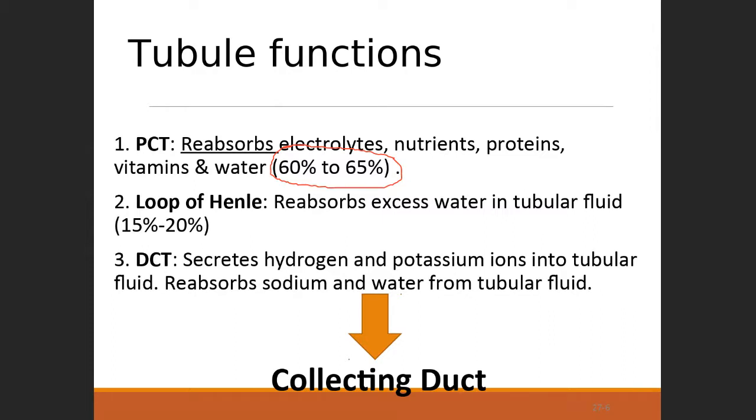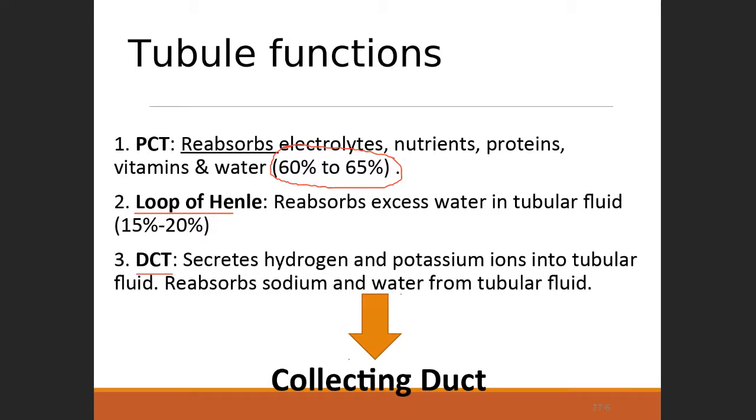Anything that doesn't get reabsorbed makes its way through the loop of Henle. In the loop of Henle, we're going to see a great deal of water and salts get reabsorbed. Anything that doesn't get reabsorbed there passes into our distal convoluted tubule. Now here we get hormonal control over what we can reabsorb. So you'll see hormones like ADH, aldosterone, and ANP acting on our distal convoluted tubule to reabsorb what's needed from the tubular filtrate. And of course, anything that doesn't get reabsorbed there passes into the collecting duct.